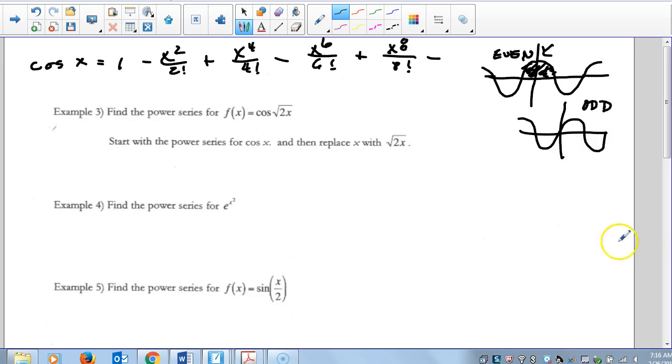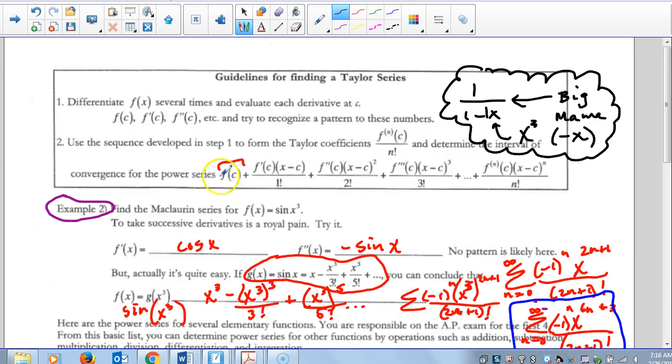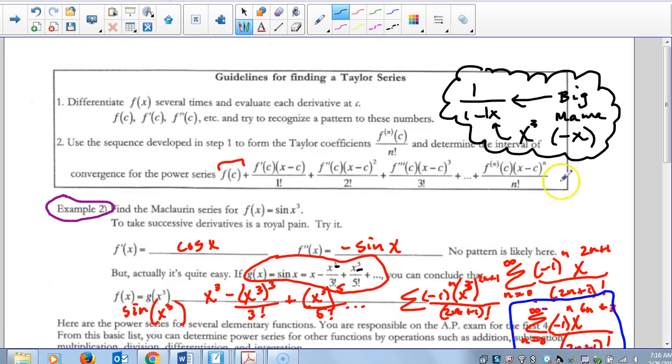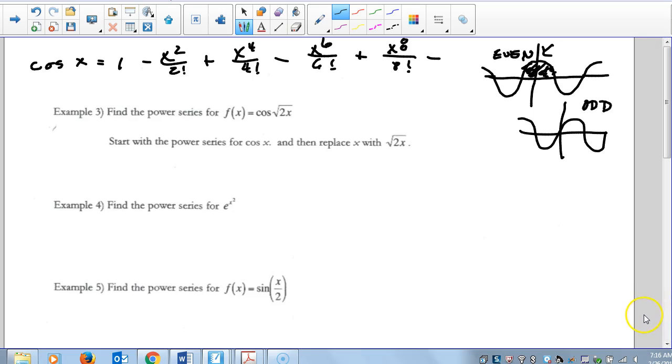There's no accidental math, right? They all fit together. So here I've got an odd function. Check it out, I've got all odd powers. Here I've got, oh gosh, I did something weird, an even function.